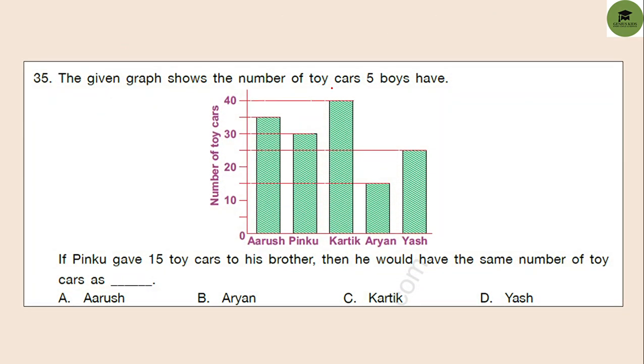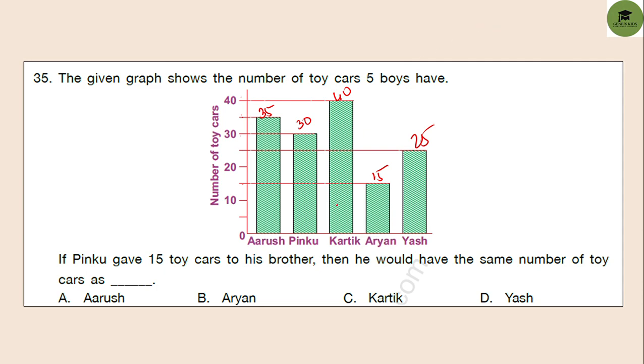The given graph shows the number of toy cards 5 boys have. Arush has 35. Pinku has 30 cards. Kartik has 40 cards. Aryan has 15 cards. Yash has 25 cards. 5, 10, 15, 20, 25, 30, 35, 40.